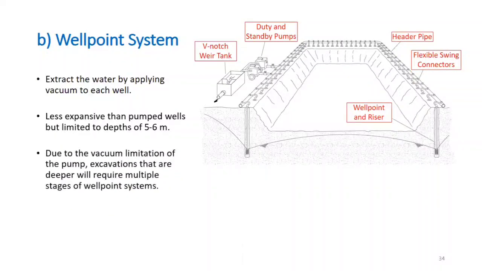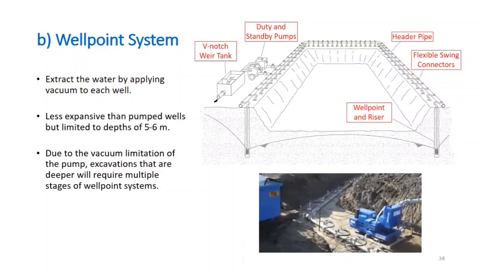Okay, at different stages. Due to the vacuum limitation, like I said, excavations that are deeper than 5 to 6 meters will require multiple stages of well points. So you will have a slope, and then you will have a bench over here. On that bench you can install another well point system, and then you can have another bench, and then you can install another series of well point systems. So multiple well point systems can bring the water table down to as deep as you want.